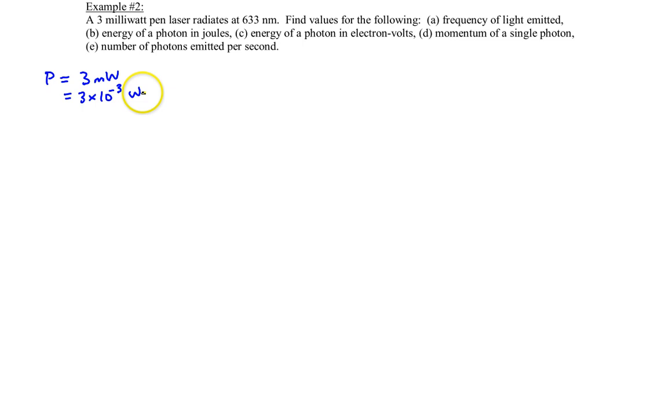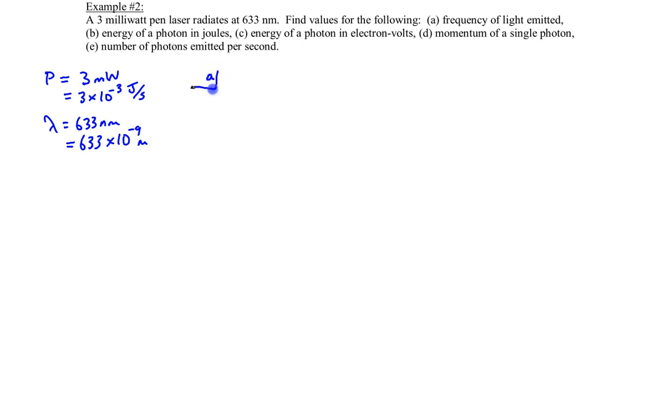And hopefully you see that a watt is really an energy per unit time, so that's a joule per second. And this laser pen has a wavelength of 633 nanometers. Now, again, you could write this in terms of meters. It would be 633 times 10 to the power negative 9 meters. Or you may want to leave it in nanometers depending on which constants you tend to use.